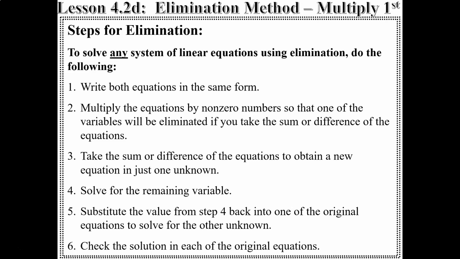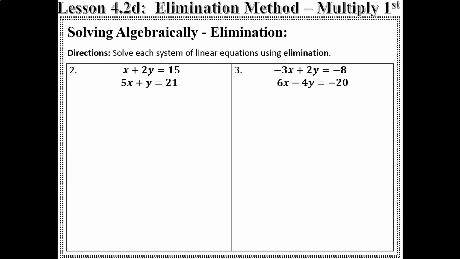Step 3, take the sum or difference of the equations to obtain a new equation in just one unknown. Step 4, solve for the remaining variable. Step 5, substitute the value from step 4 back into one of the original equations and solve for the other unknown. And then you can check the solution. So we have a couple choices here.